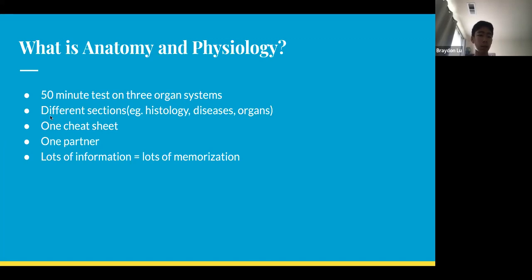This event only has one cheat sheet, so you have to memorize a lot of information because you can't cram everything in. It's very hard to cram everything into that one cheat sheet. And you also have one partner in the event. Because there's lots of information, there's lots of memorization.